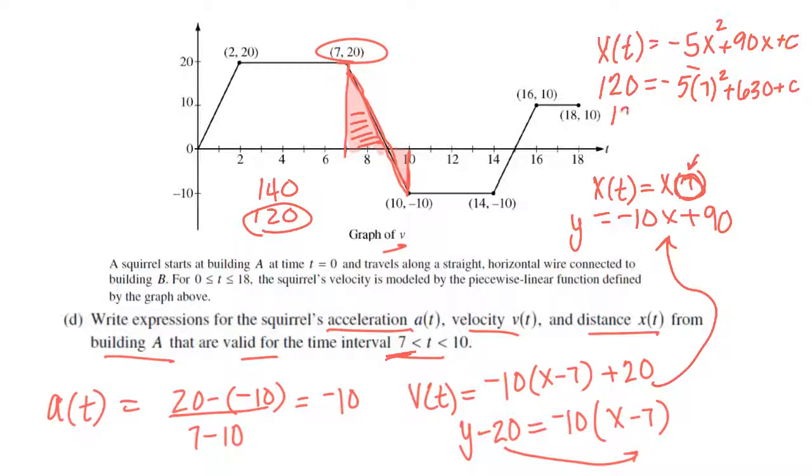And so this problem is not ever going to end, I don't think. So that's 120 equals negative 49 times 5, 245, plus 630 plus c. And so when you number crunch that mess, then c is going to end up being negative 265. So now I have my position function, which I'm completely out of room for. So my position function, x at t, is going to be negative 5x squared plus 90x minus 265.